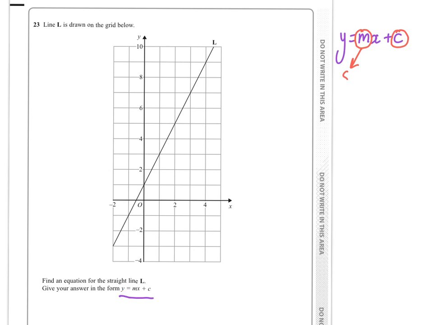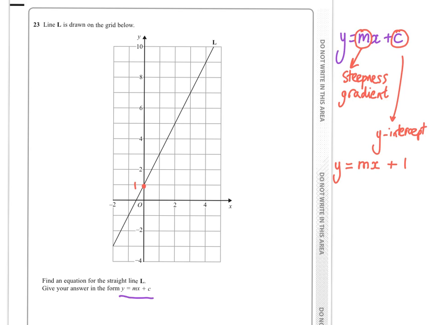So this number here is the steepness, otherwise known as the gradient, and this number here is known as the y-intercept. And don't be worried about the word intercept, it just means cut, so it's where it cuts the y-axis. So we can see here it cuts at plus 1. So we know the answer is going to be y equals some gradient with x plus 1.